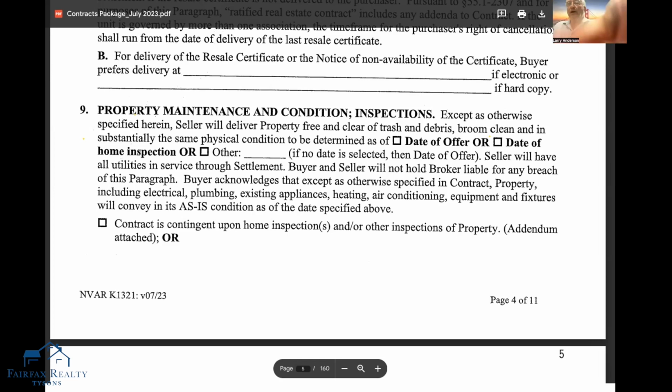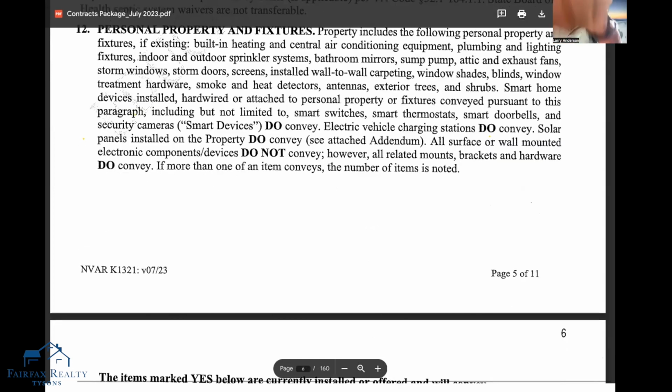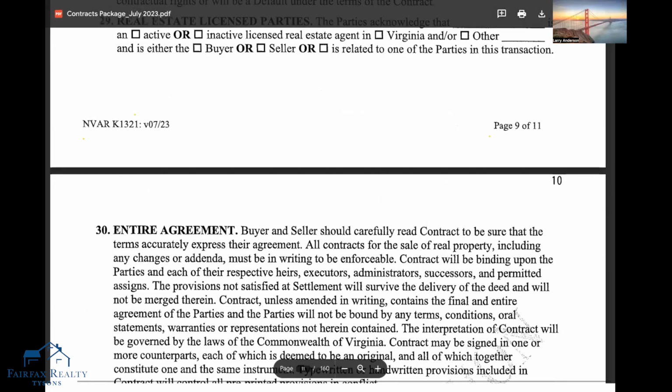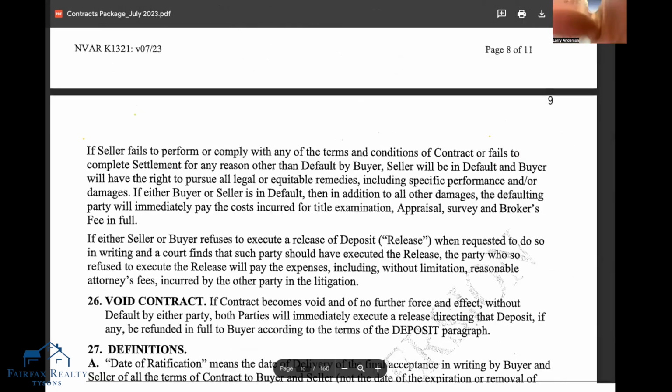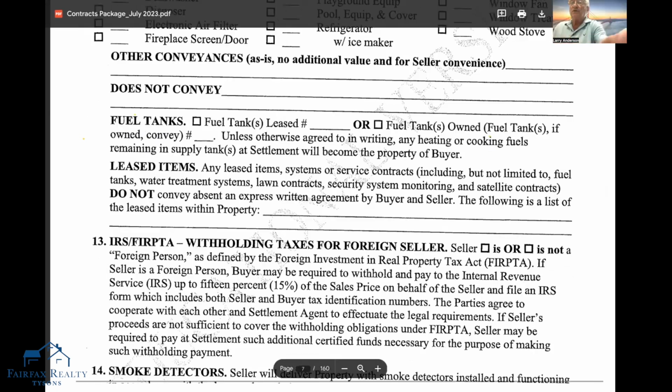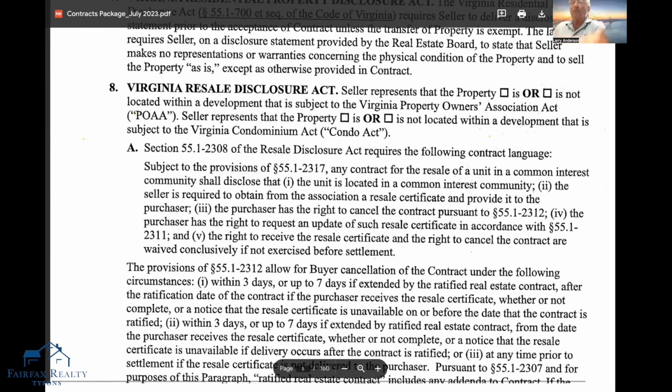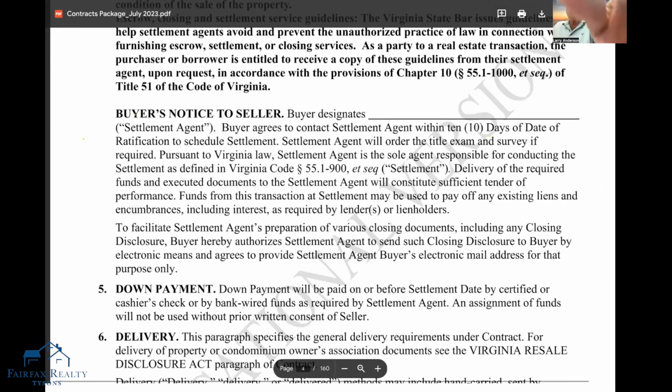Now, the flip of that is back here in the contract. Paragraph 30 says provisions not satisfied at settlement survive delivery of the deed and will not be merged therein. So since the utilities weren't on, if your buyer moved in and then found out that the stove didn't work, they still have a way of going back against the seller, but would they want to go through all that, getting attorneys and all? So the only other option is to ask for an escrow if the lender will allow it, which they probably won't, or take the seller's word for it.